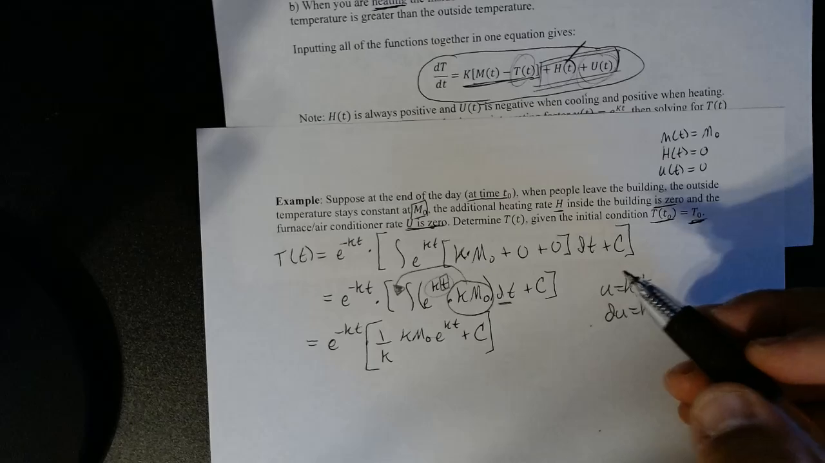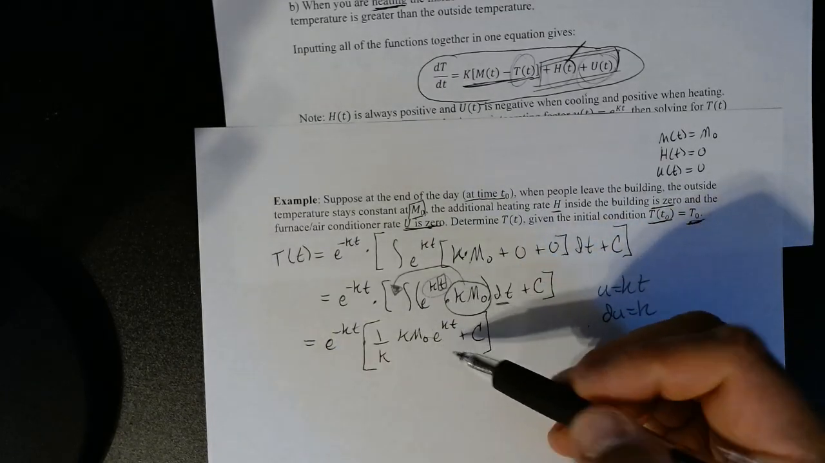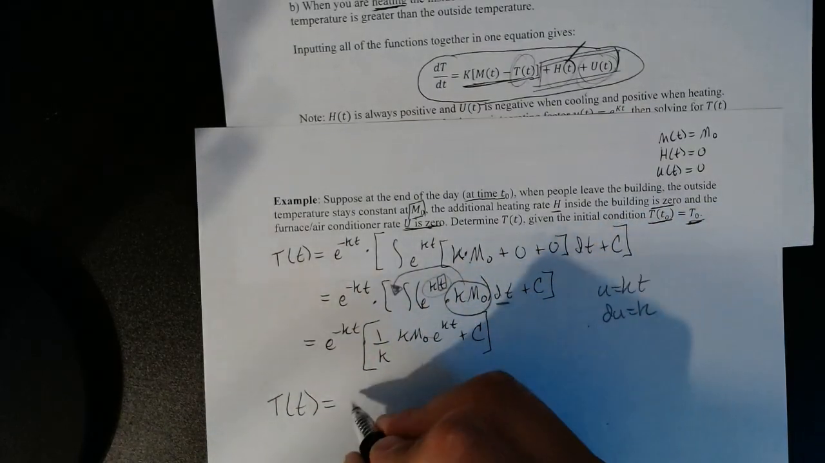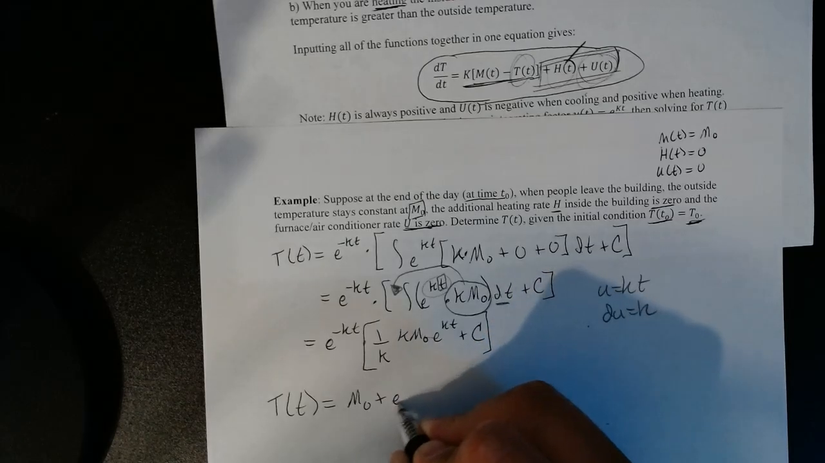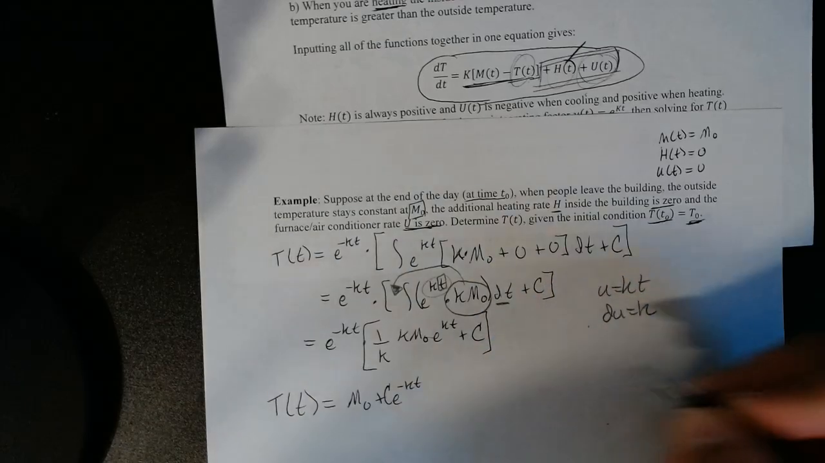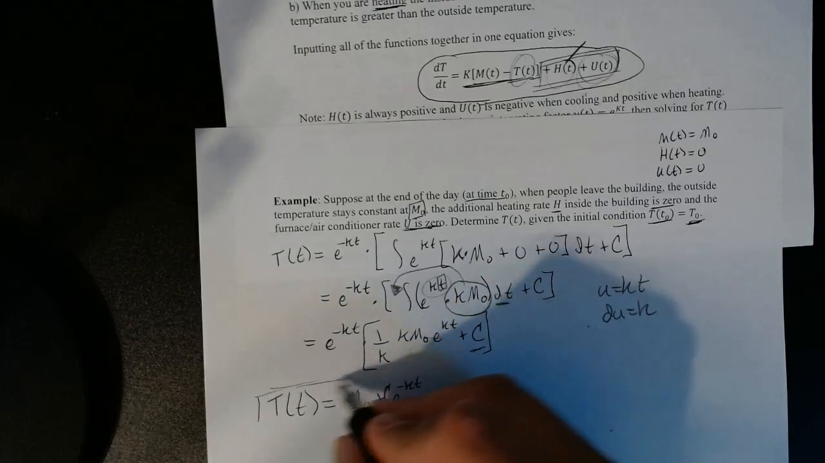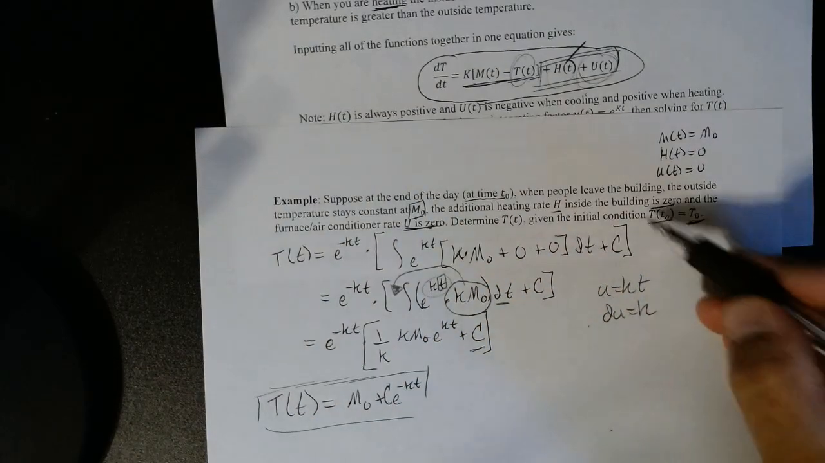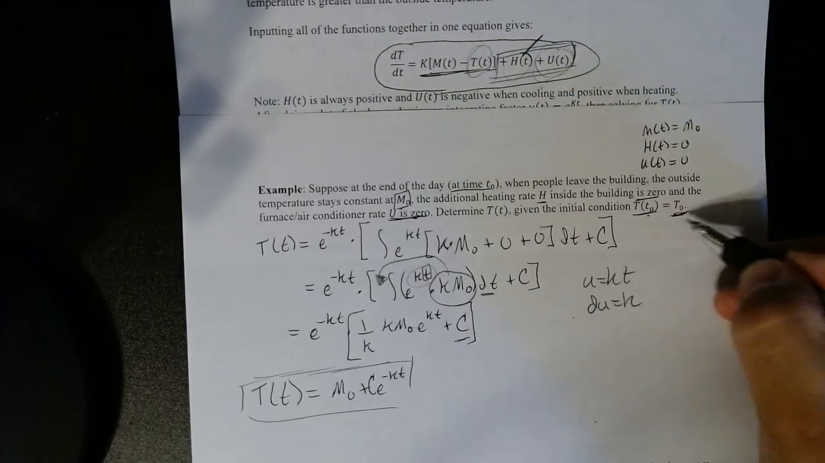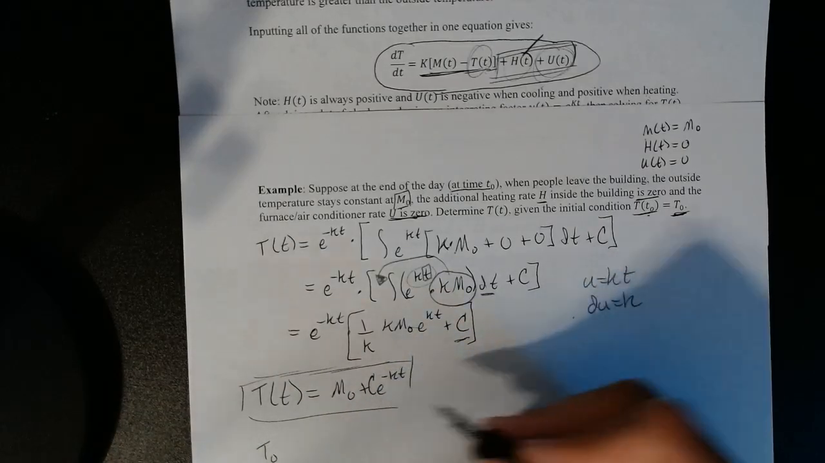All right, so the k's cancel. If I distribute this by this, the first e's also go away, so I'm left with a nice little equation. We just get m naught plus e to the negative kt times c. I'll put the c in the front because the c is still there. So this is our general equation. Now we go back to our initial condition. Our initial condition is basically plug in t naught, get capital T naught. So we just plug in each individually to solve for the c value.